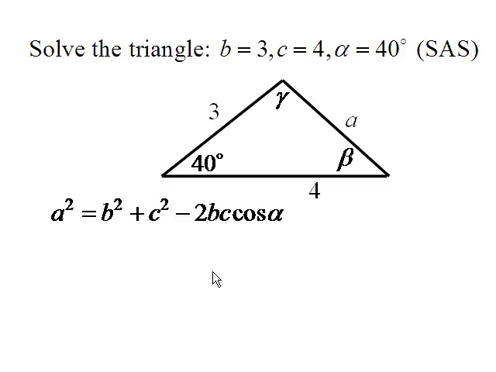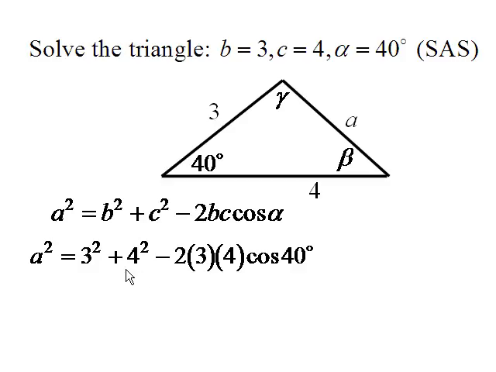We'll get the unknown side A first, and I can do that if I use the version of the law of cosines for A and alpha, because that will give me information that I can plug in for B, for C, and for alpha. So let's plug that in and we'll find out what A squared is. 3 for B, 4 for C, and 40 degrees for the angle alpha.